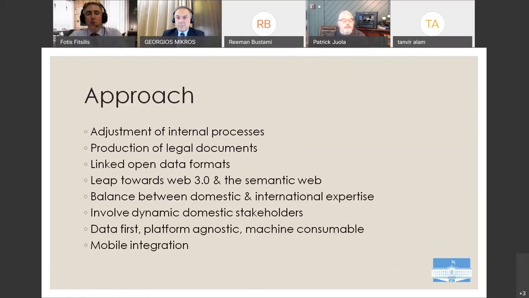Now, when we are talking about digital transformation, we are not only talking about changing the technologies and the methodological tools that bureaucracies use, computers, applications, services, and so on. We also talk about an adjustment of internal processes, because if you think of it closer, it makes no sense at all simply to introduce new tools and technologies and leave the old processes as they are.